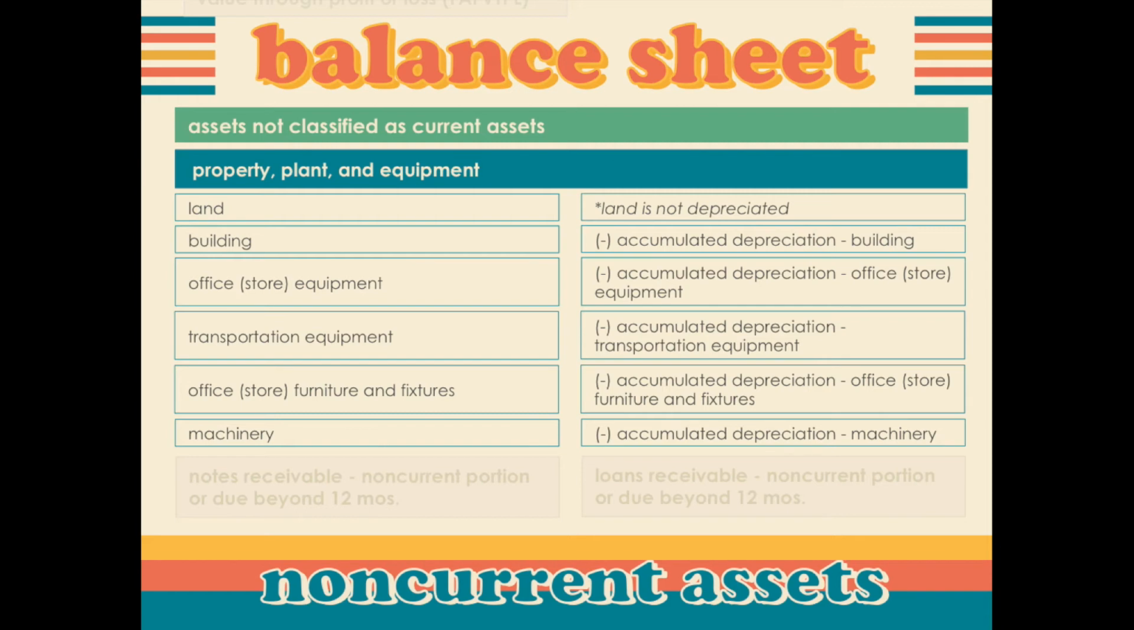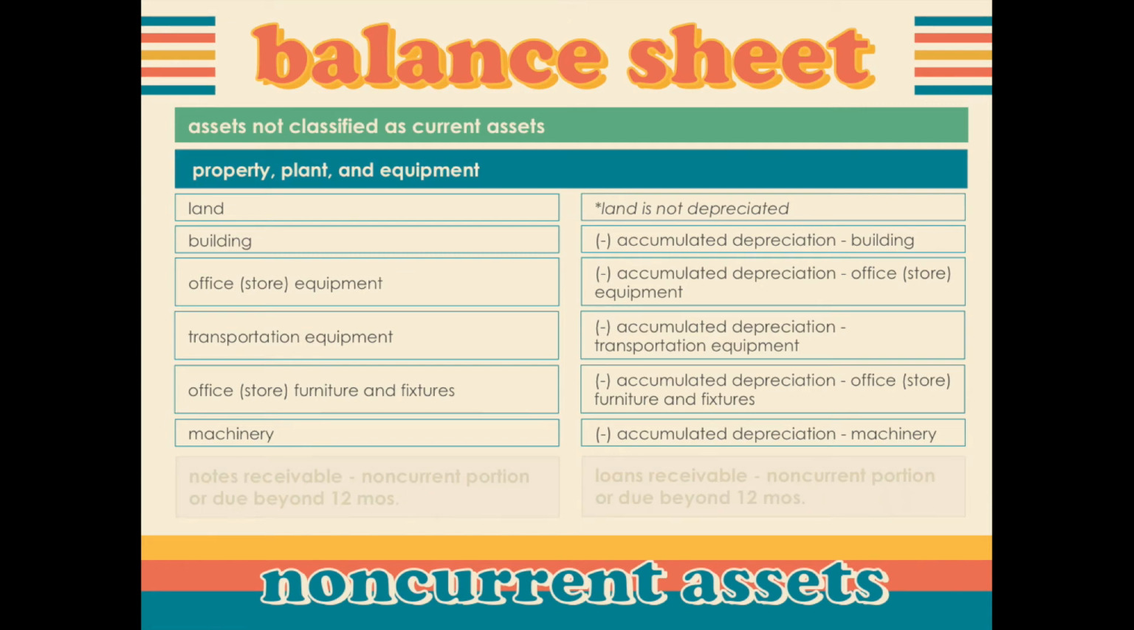Note that there is a negative sign here, meaning this is a contra asset account, and this should be deducted from the related asset balance. For example, accumulated depreciation building should be deducted from the building account, and so on. Note that the name of the PPE should match the name of the corresponding accumulated depreciation account. Another important thing to note is that land is the only PPE that is not depreciated. So we don't have an accumulated depreciation account for land. This is because we expect its value to increase continually in the future.